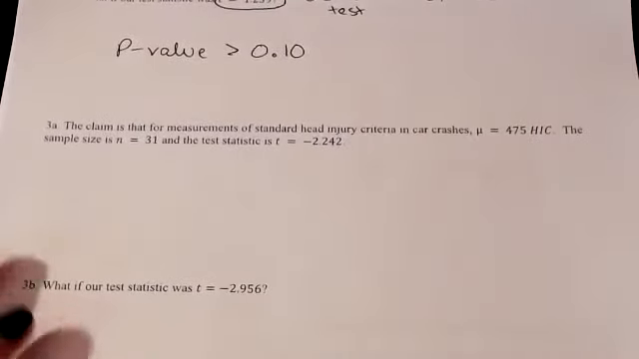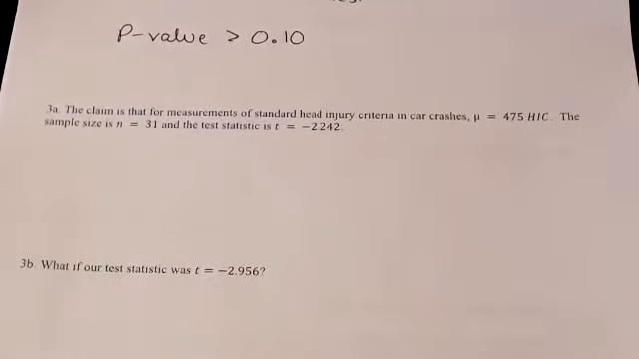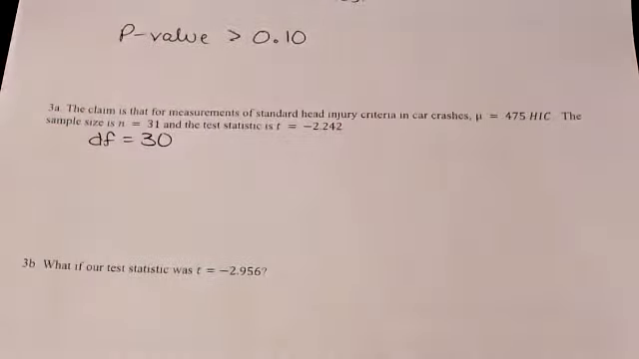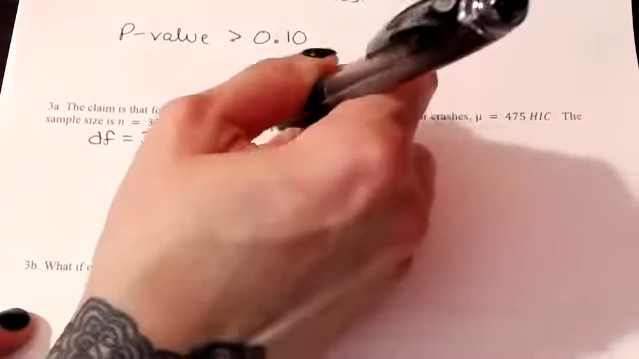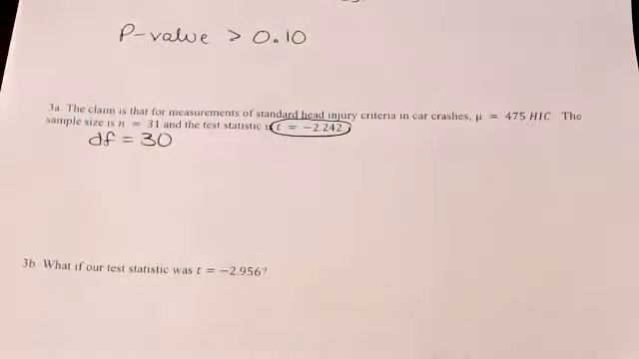3A, The claim is that for measurements of standard head injury criteria in car crashes, mu is equal to 475 HIC, head injury criteria. The sample size is n is equal to 31. You're probably like, I'm over it. Why are we still using degrees of freedom 30? Because why not? So I'm going to make a note of that. Our degrees of freedom is 30. We're told that the test statistic is negative 2.242. We have to fix that, okay?